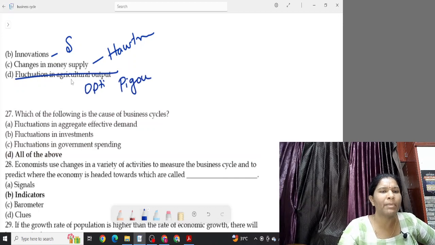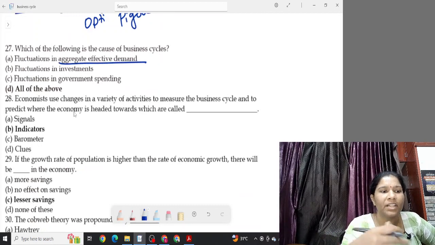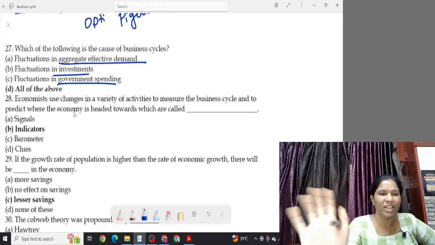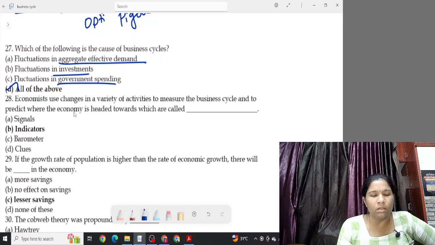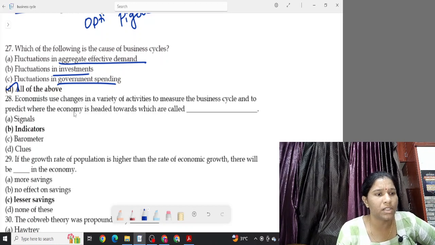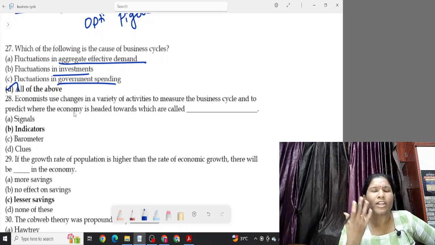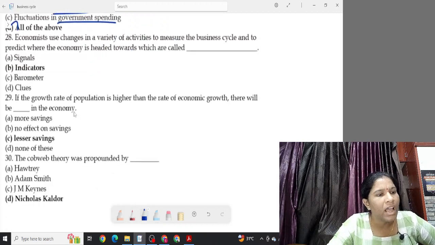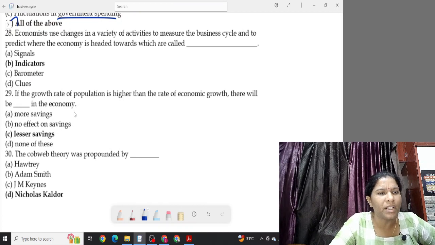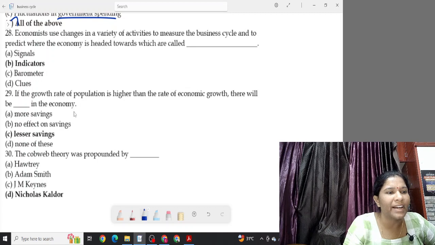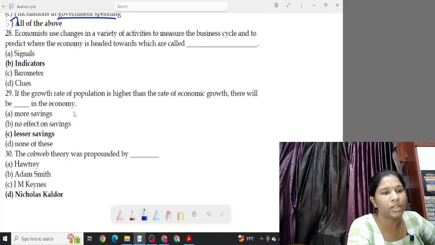Okay, remember these things. Which of the following is the cause of the business cycle? Fluctuation in effective demand, fluctuation in investment, government spending, everything will cause the business cycle. So, all of the above. Fluctuations in investment, fluctuations in government spending, innovation, pessimism, psychological factors, anything can cause a business cycle. And then economists use changes in a variety of activities to measure the business cycle and to predict where the economy is headed, which are called indicators. Okay, this one is correct.